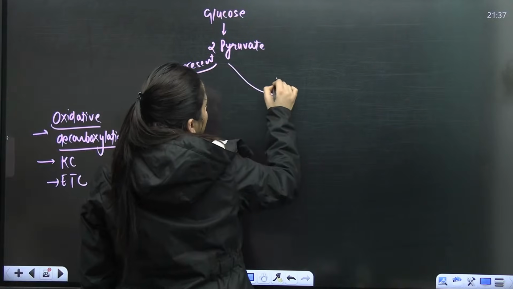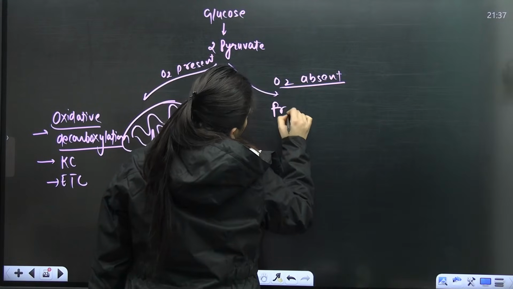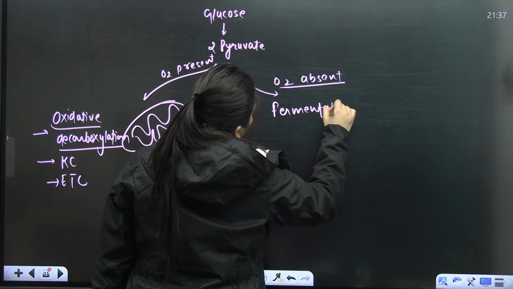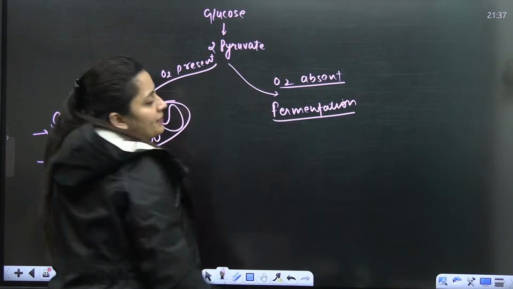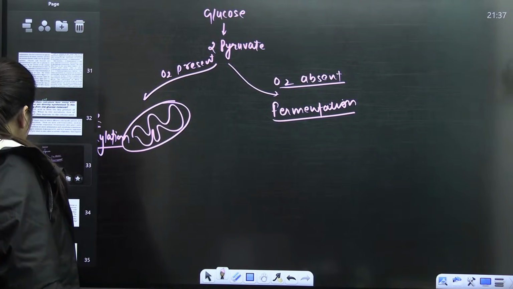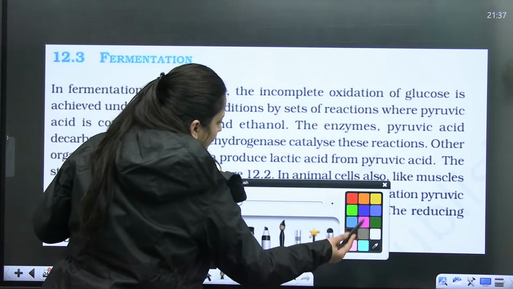Now, if oxygen is absent, I told you already, it will go for fermentation. Where will it go? It will go for fermentation. Am I clear? So that is what we have to discuss. We will talk about fermentation. Understood?